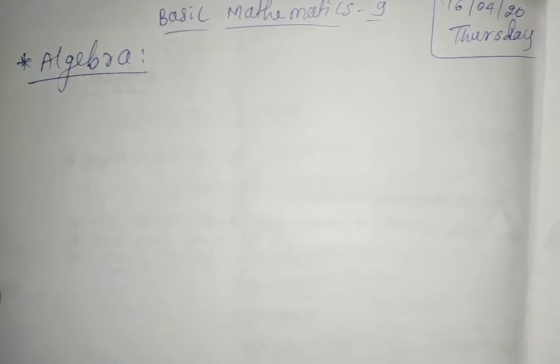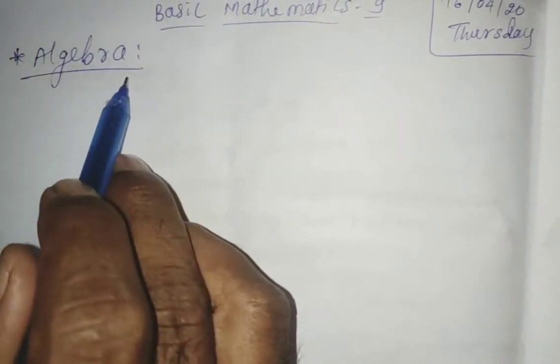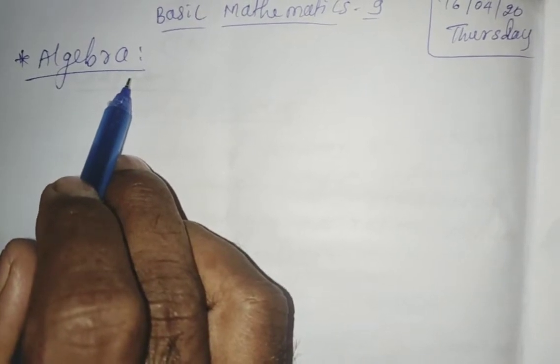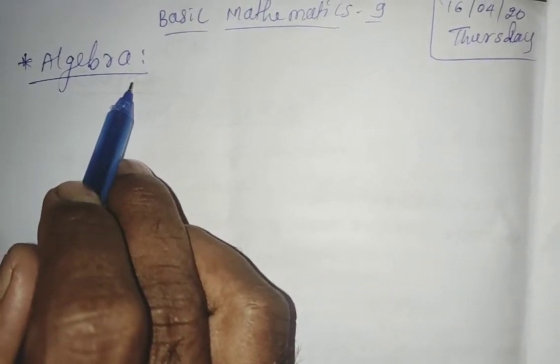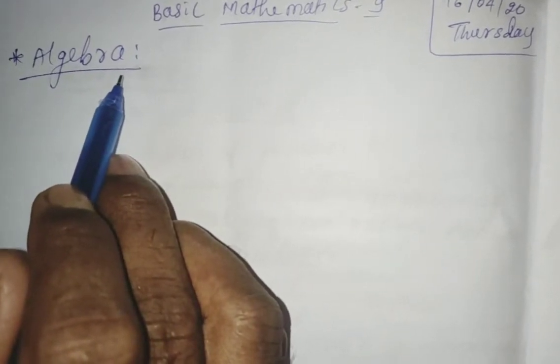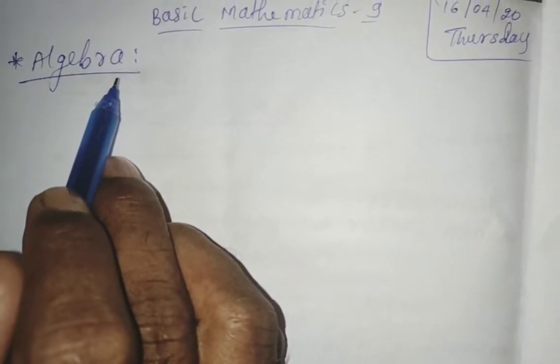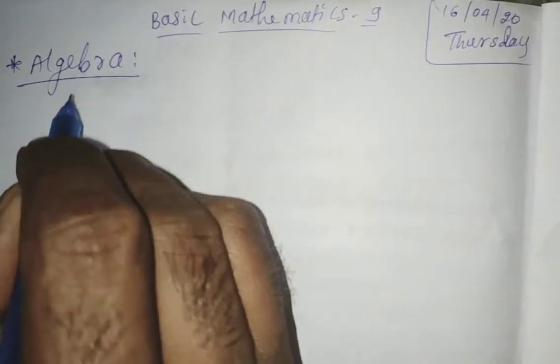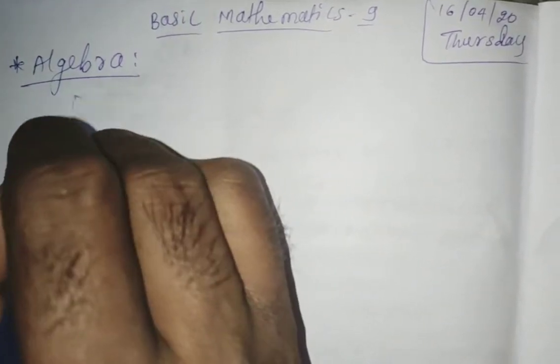In the previous lecture, we studied the basic concept of algebra. In that, we studied about coefficient, degree and types of algebraic expressions. Remember, many students made mistakes in degree, so I will explain this degree concept again.